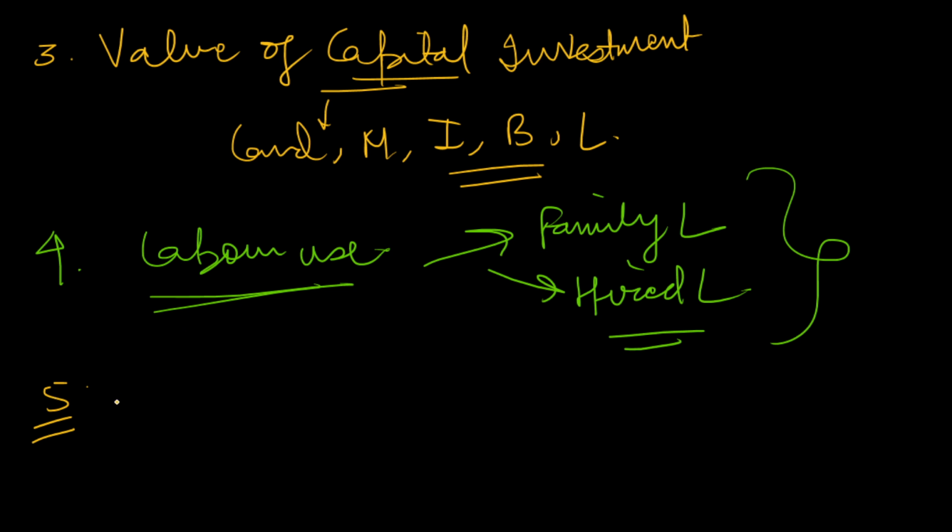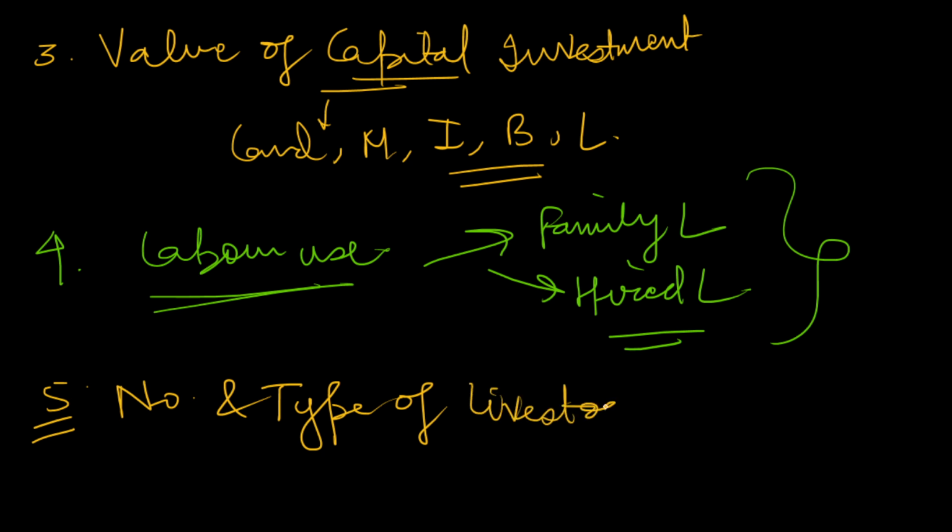Next, number and type of livestock. How much livestock we have. Okay, livestock units we have, and that will also help us to understand whether we are doing mixed farming systems or not, and whether the livestock are contributing to income and sustainability or not. So all these things can help.